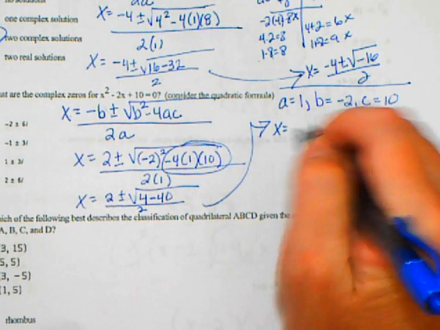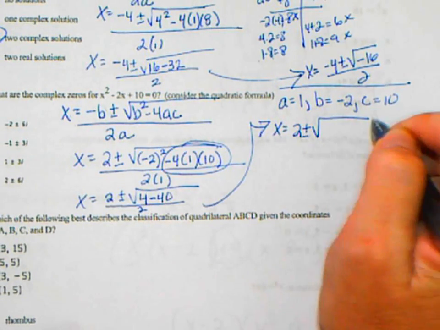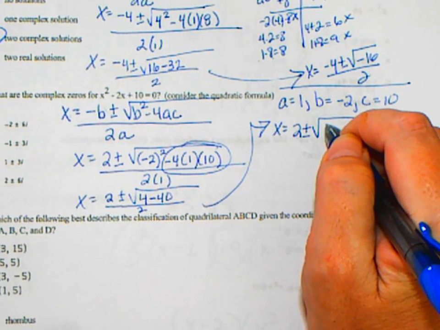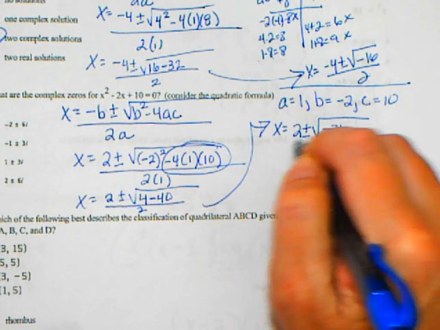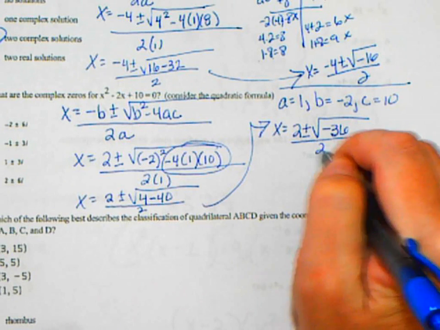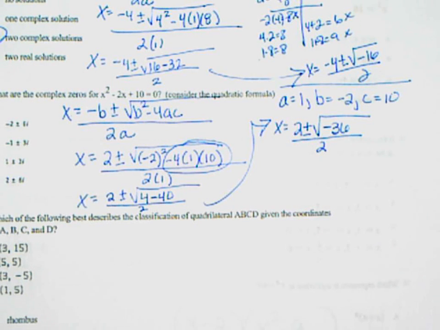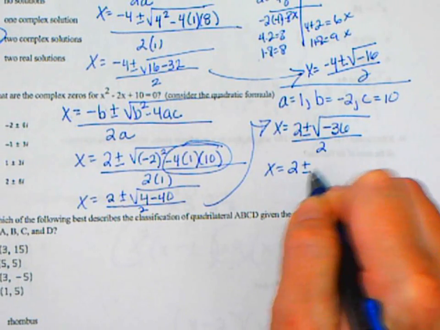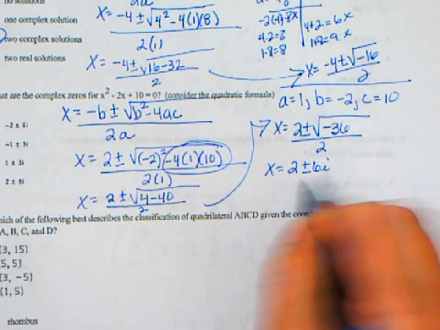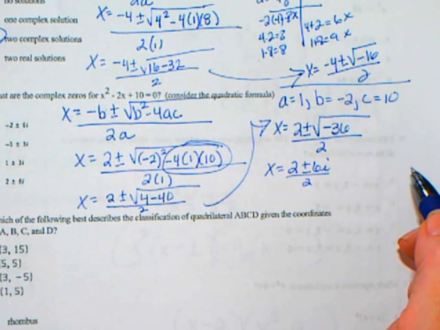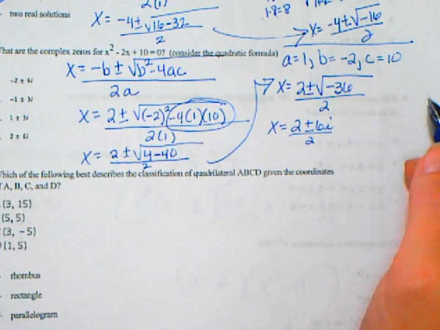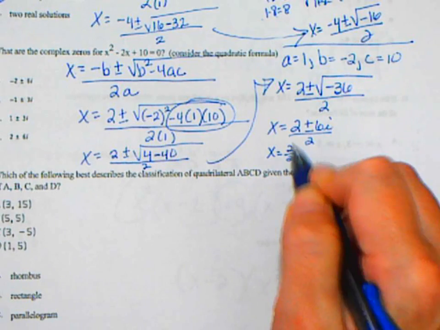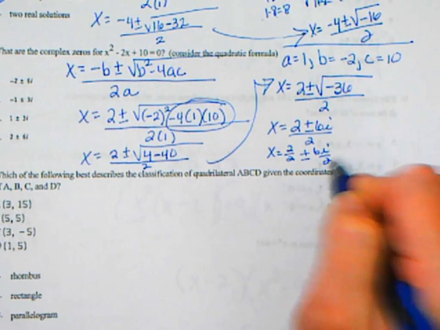So x equals 2 plus or minus, what is 4 minus 40? -36. What kind of solutions are we going to have? 2 complex, right? We haven't found them yet. What is the square root of -36? 6i. So 2 plus or minus 6i all over 2. Can I reduce that if I separate it? Yeah, because 2 divided by 2 will reduce, and then plus or minus 6i divided by 2 will reduce.